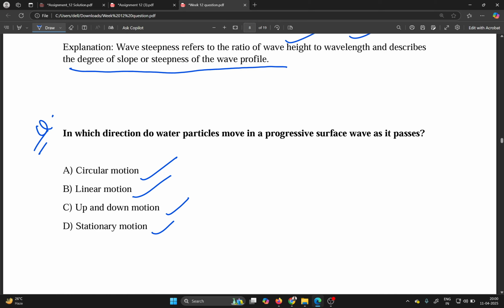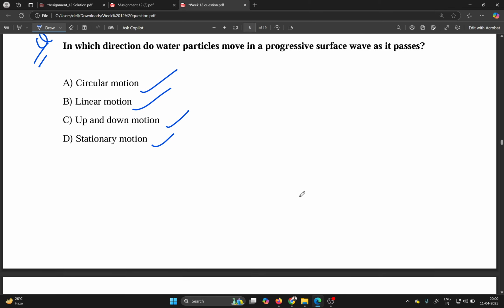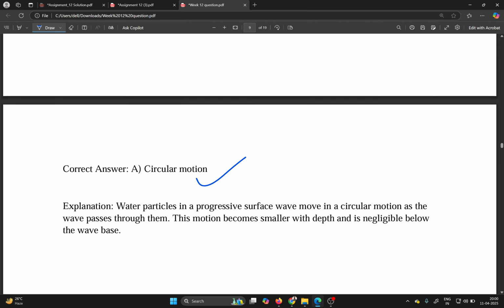So, in which direction do water particles move in a progressive surface wave when it passes? Definitely in circular motion. Always remember, water particles in a progressive surface wave move in circular motion as the wave passes through them, and this motion becomes smaller with depth and negligible below the wave base.